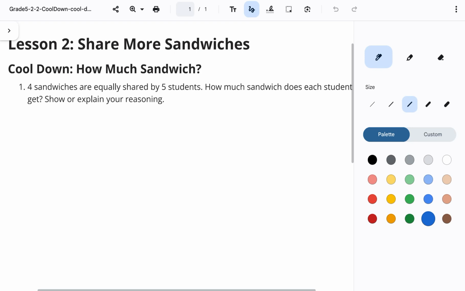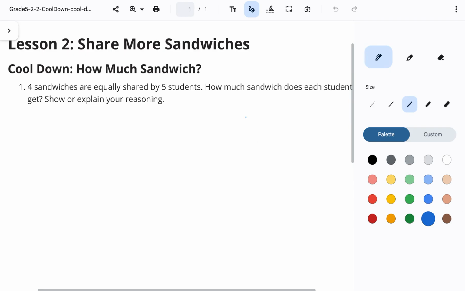Good morning, mathematicians. We're looking at lesson 2, share more sandwiches. And in this cool down, we're again going to answer the question of how much sandwich. Number 1 says 4 sandwiches are equally shared by 5 students. How much sandwich does each student get? Show or explain your reasoning.